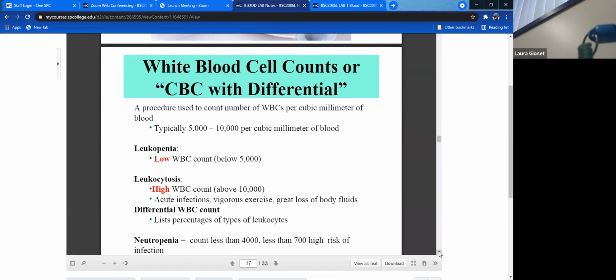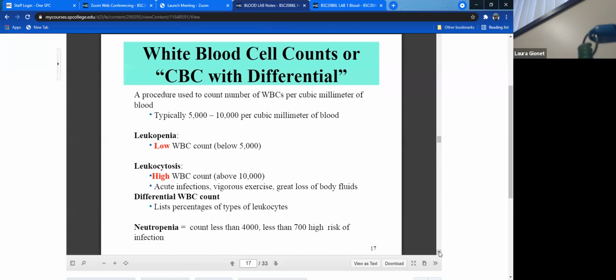A procedure used to count the number of white blood cells per cubic milliliter is a hematocrit with your CBC, which is called the complete blood count, with a differential. That means it's going to take 100 white blood cells and categorize them into their neutrophils and lymphocytes and monocytes and so forth. Normally, you have 5,000 to 10,000 white blood cells per cubic milliliter of blood. So the 5,000 to 10,000 range per cubic milliliter.